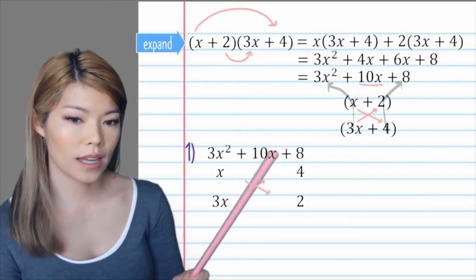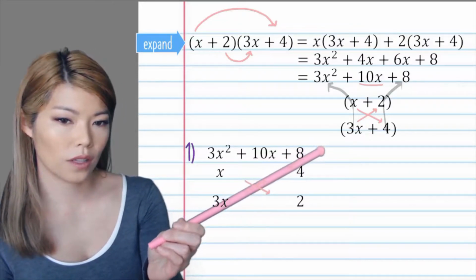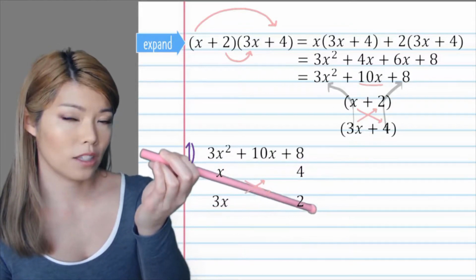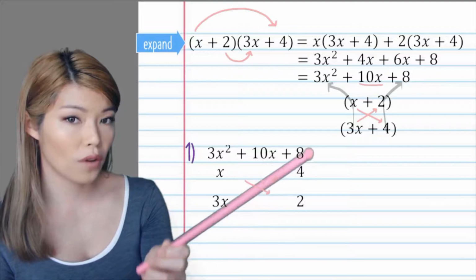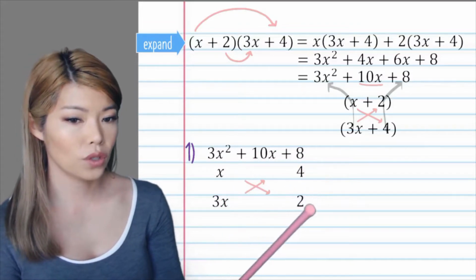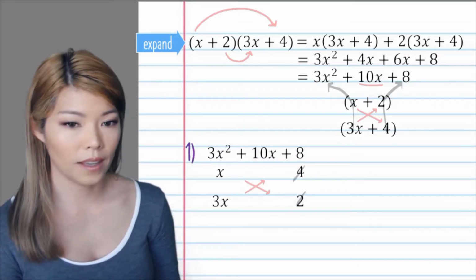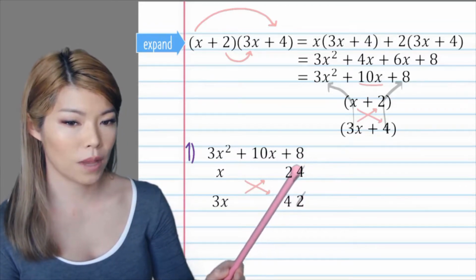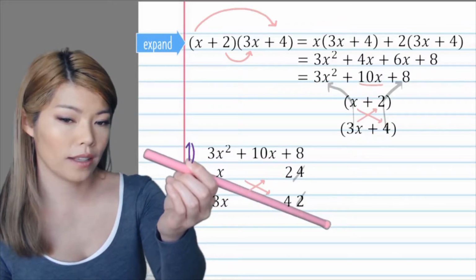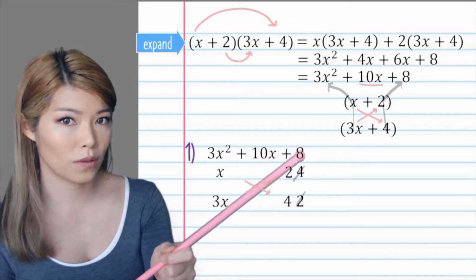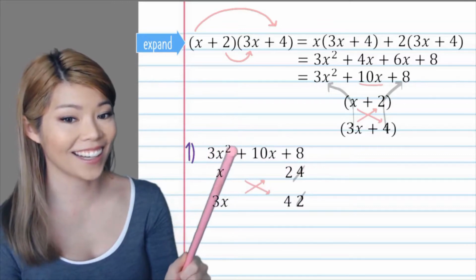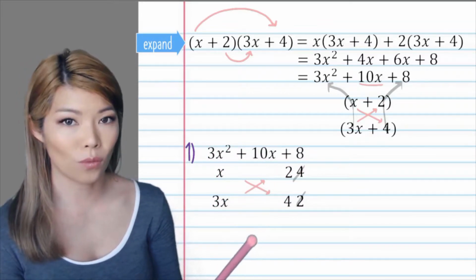But we notice that when we do that cross, so 4 times 3x is 12x, 2 times x is 2x, 12 plus 2, 14, not 10. So 4 and 2 aren't the values we want. We try two different factors, maybe 2 and 4, switch them around. Let's try it again. 4x plus 2 times 3 is 6. So 6x plus the 4x is 10. So that's the two values that we want.